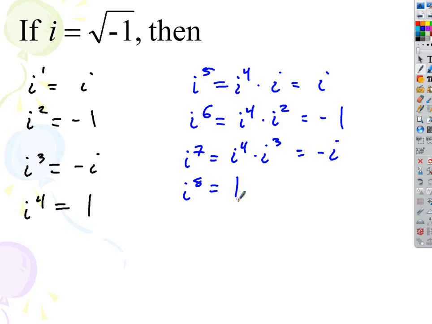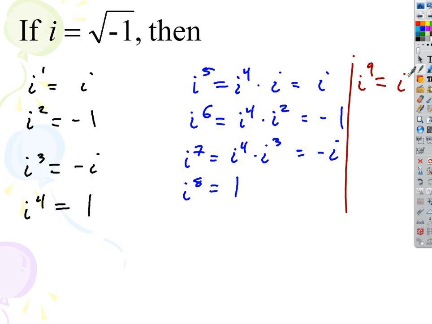Okay. What would be i to the 9th? i. It follows a pattern. You don't really have to know all that other stuff. Exactly. We want to utilize this pattern. i to the 9th is the same thing as i, because it's i to the 8th, which is 1, times i, right? Okay, so I'm going to challenge you here.